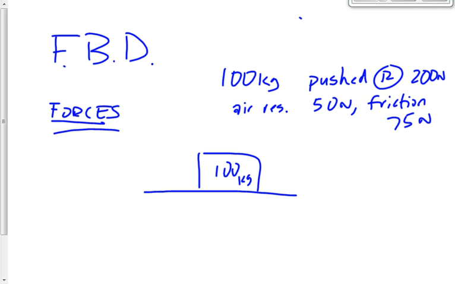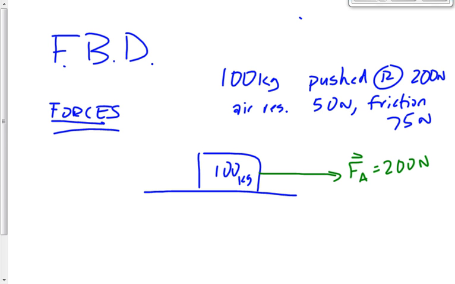What else we got? We get a force of 200 newtons to the right. I'm going to call that FA for the applied force, although you could have called it whatever you wanted. FA, FB, F1. Okay, that doesn't matter. Makes no difference whatsoever what you call that. We have a force of air resistance of 50 newtons and a force of friction of 75.